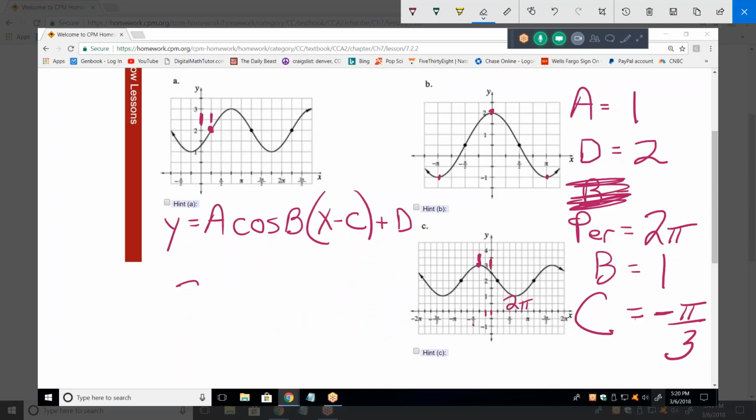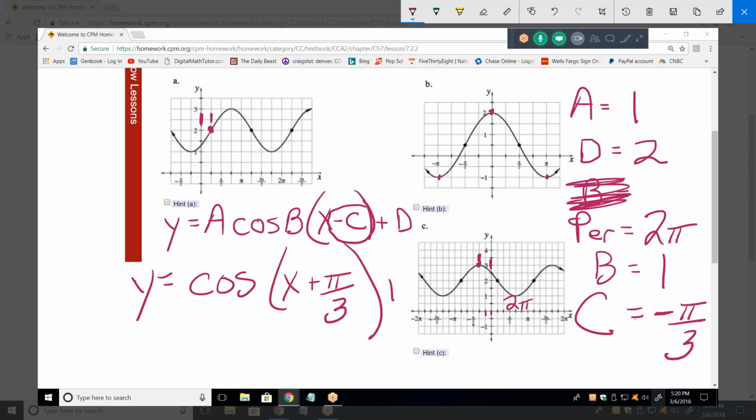So now tell me my final equation. Y equals cosine minus pi over 3. Hold on, plus 2. Hold on. X, you always need that x. And it's plus pi over 3 because it's minus c. Well, c was a negative number. So it's got to be x plus pi over 3 plus 2.